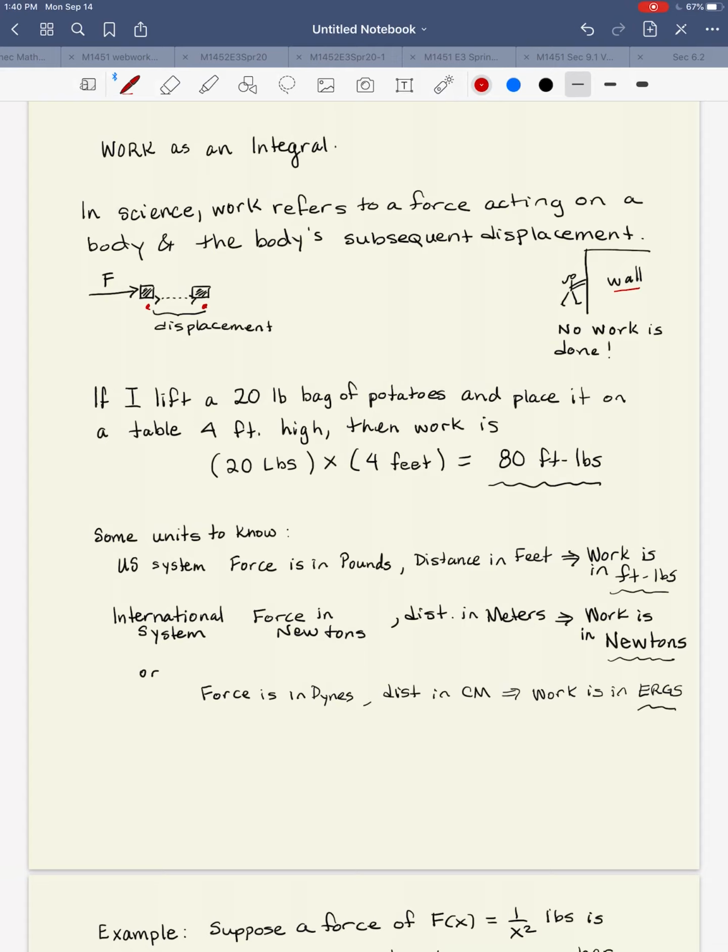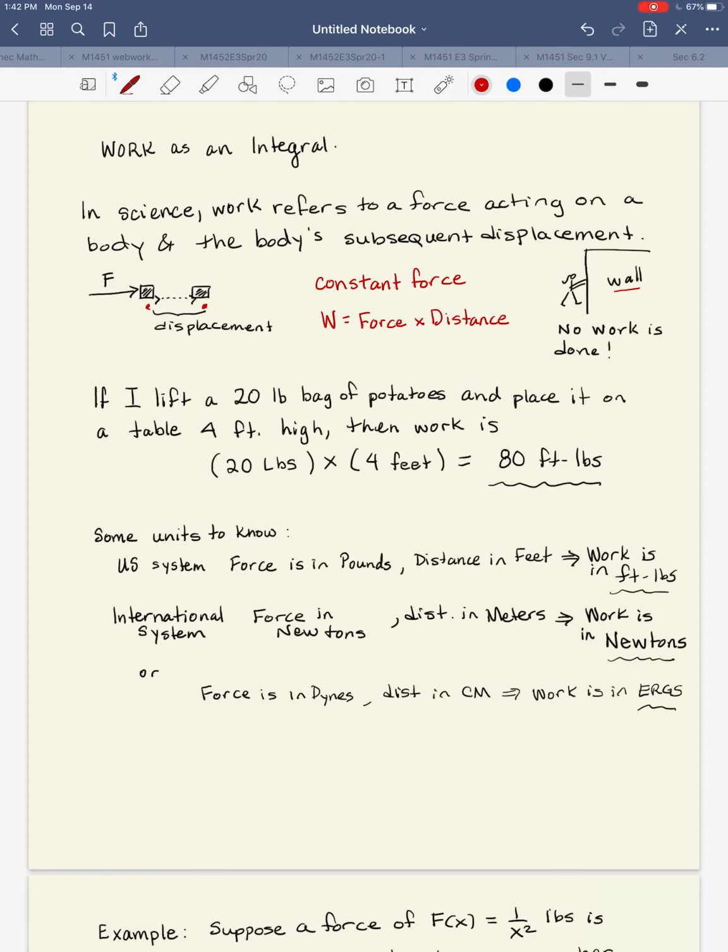In general, if work is done by a constant force, then work is the product of force and the distance that the object is moved. So this is for a constant force. Force doesn't change throughout the action. For instance, if I pick up a 20-pound bag of potatoes and put it up on a table that's 4 feet high, then the work is the product of the 20 pounds times the distance, 4 feet, for a total amount of work of 80 foot-pounds of work.